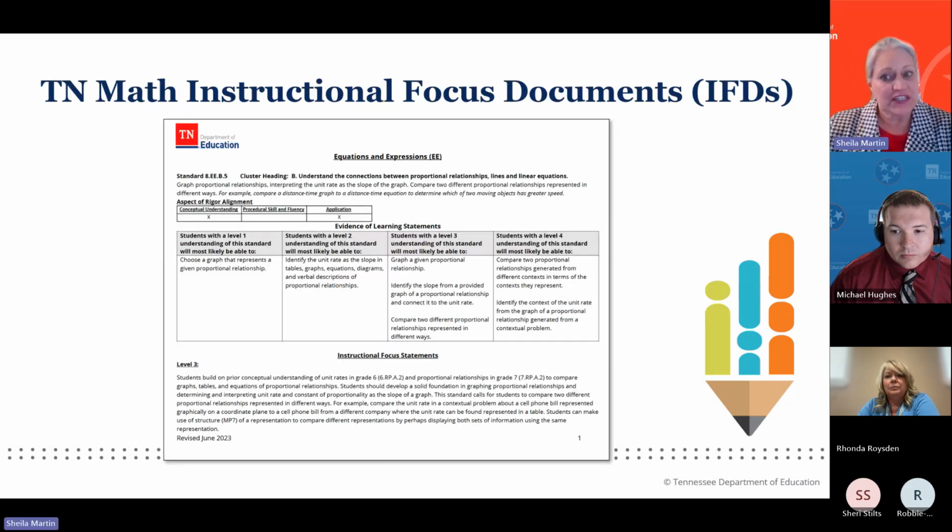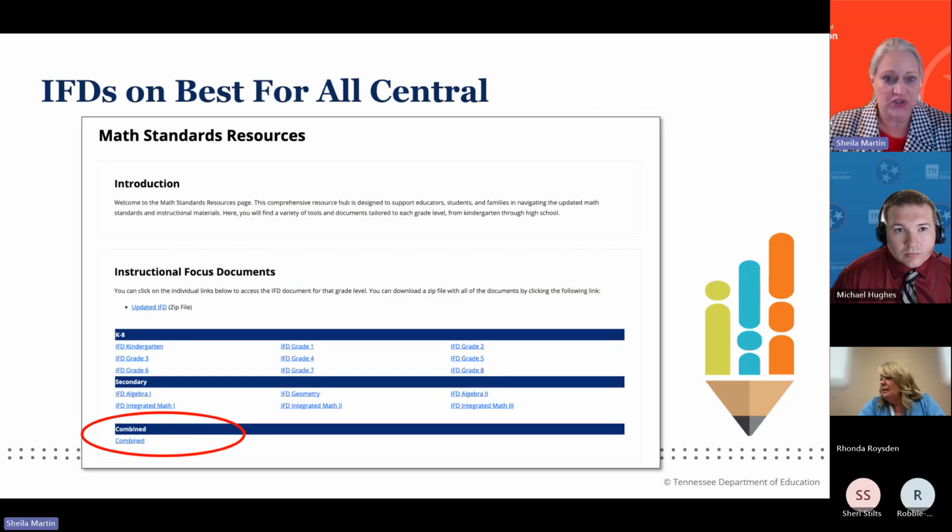So that leads us to the Tennessee Instructional Focus Documents, or IFDs. These serve as an excellent resource for both teachers and leaders in understanding the focus and intent of the Tennessee math standards. These can be found on the Best for All Central by grade or course.